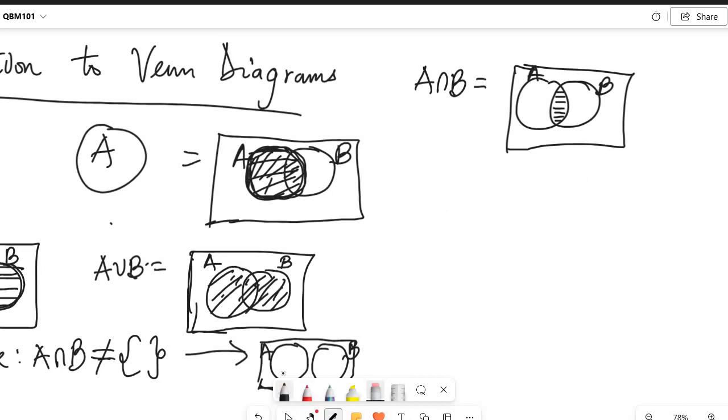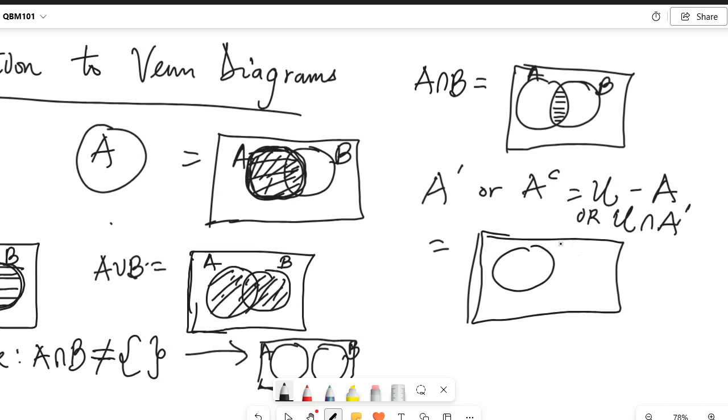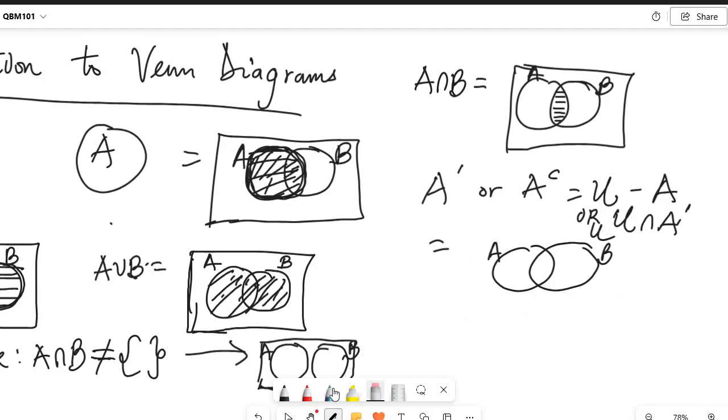So let's look at A complement, considering two sets that are not mutually exclusive. A prime or A complement, what does that mean? How do we draw that? You know that this means all the elements in the universal set but not in A, or you can write it as universal set intersection A prime. So how do we draw that? Don't forget, we are considering a case where we have two sets A and B, with the universal set outside. Don't mind my box.